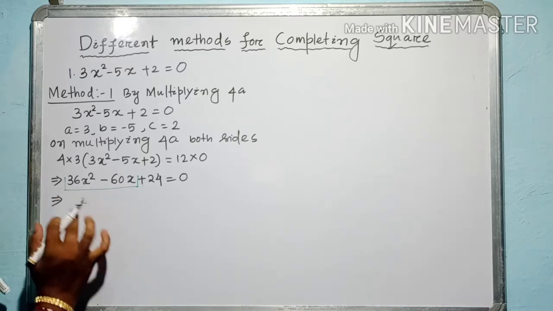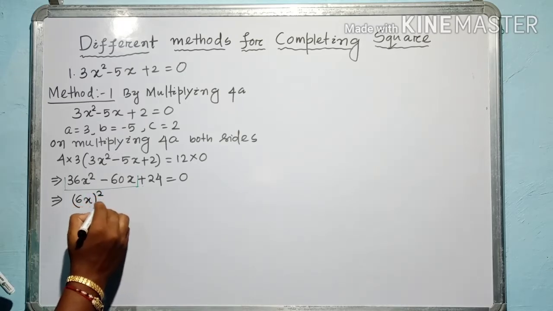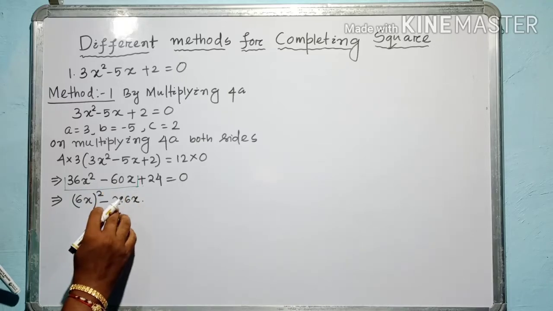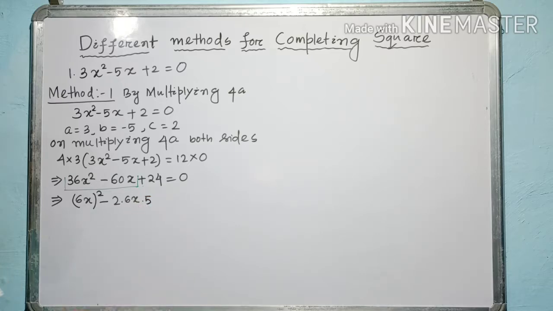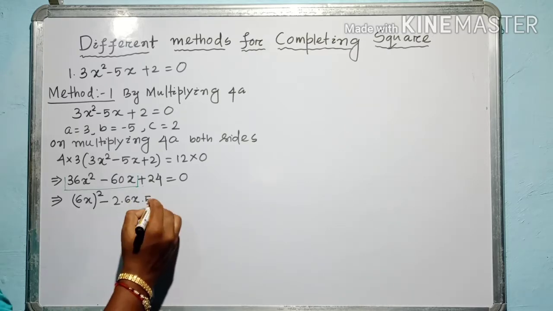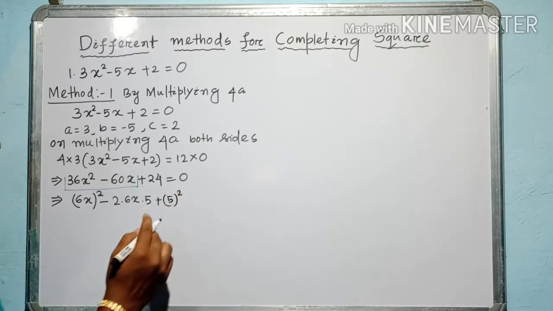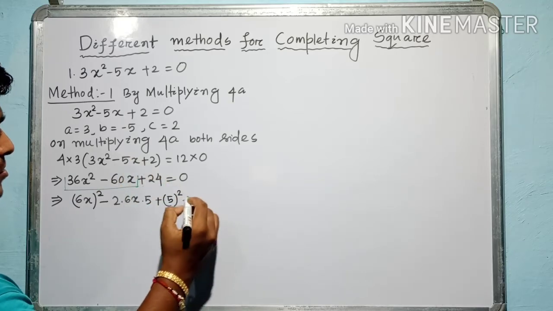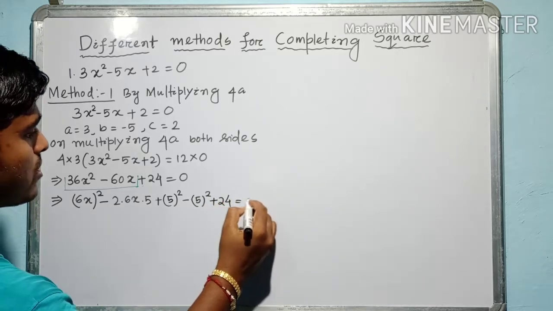That is 6x whole square minus 2ab, 2 into 6x into 5, 2 into 6 is 12, here is 60, so you just multiply by 5. Now it becomes a square minus 2ab plus b square, that is 5 square. We have already added 5 square, so to balance this equation we have to subtract 5 square, plus 24 is equal to 0.